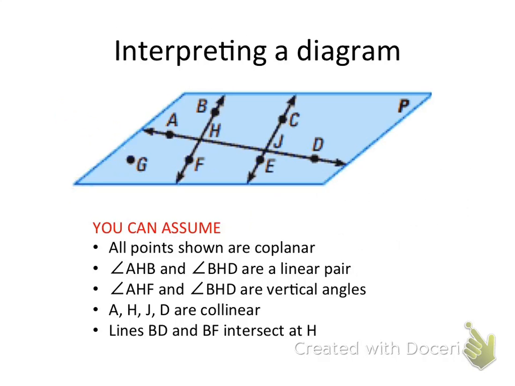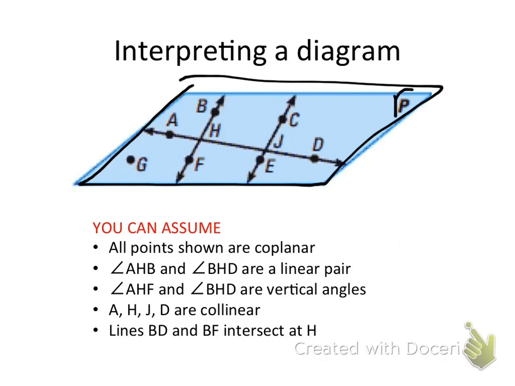All right, so let's talk about what we can assume and what we cannot assume when we're looking at a diagram. Remember, I told you that we can never trust the picture. There are some things, though, that we know are going to be true just by the way they drew the picture. For example, if they draw a plane, okay, this blue quadrilateral here is a plane, namely plane P, you can assume that all of those points are coplanar. They're on the same plane. If they wanted there to be non-coplanar points, then they would have drawn you a second plane. So if there's only one plane, you can assume the points are coplanar.